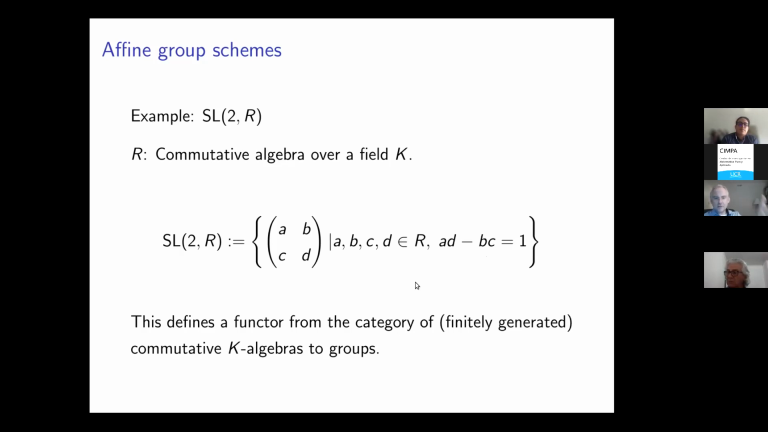And the point of view here now is this defines a functor. This was the initial insight of the scheme theoretic viewpoint. This defines a functor from the category, usually one requires here that all the algebras are finitely generated, from the category of, say, finitely generated commutative K-algebras to groups. So in other words, this depends functorially on this R, because if you have an algebra homomorphism to another commutative algebra, you can apply this algebra homomorphism to each of the components and get a corresponding entry in SL2 of this new algebra.